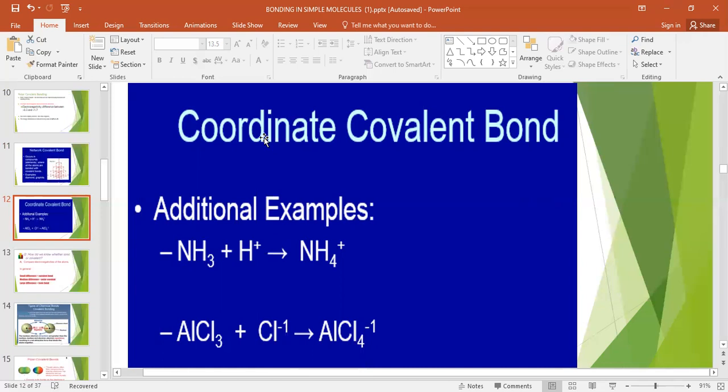Look at this example: ammonia has a free lone pair, and there is hydrogen, H positive. They are going to form a chemical bond, a bond formed between nitrogen and hydrogen. How do they form the bond? Here is a pair of electrons, a lone pair. This nitrogen will share, not donate, the pair of electrons with hydrogen.